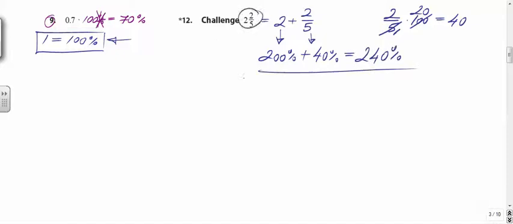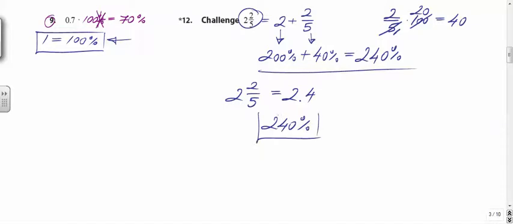Now this is one way. Another way will be to change that mixed number into a decimal. It will be 2 divided by 5 is 0.4. This will be 2.4. And if you multiply that by 100, that will give you also 240%. Alright?